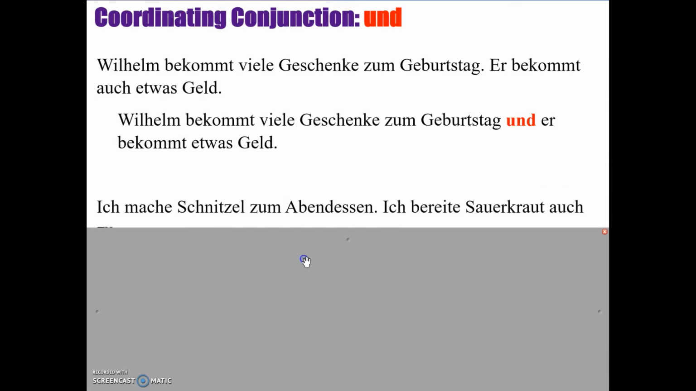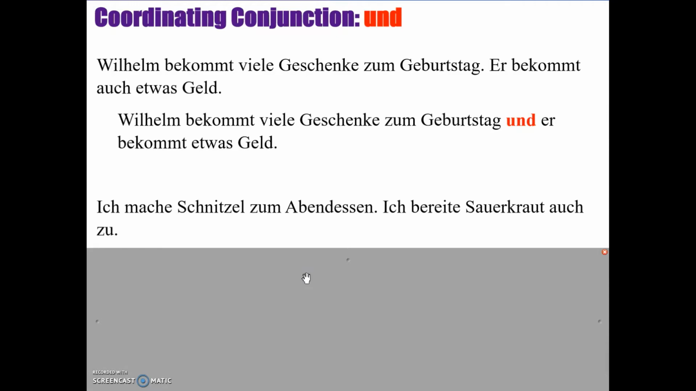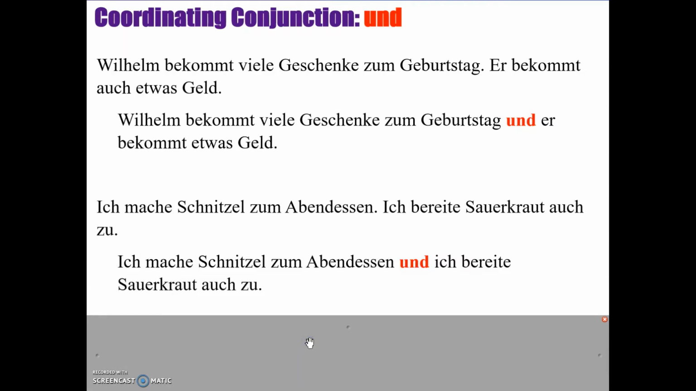Ein zweites Beispiel. Ich mache Schnitzel zum Abendessen. Ich bereite Sauerkraut auch zu. I can connect those two thoughts. I'm making schnitzel for dinner. I'm preparing sauerkraut also. So, ich mache Schnitzel zum Abendessen und ich bereite Sauerkraut auch zu. Und is another one that you have seen since German 1.